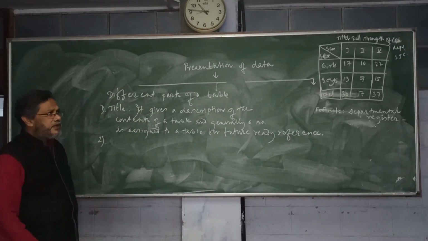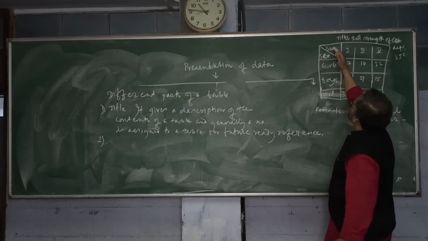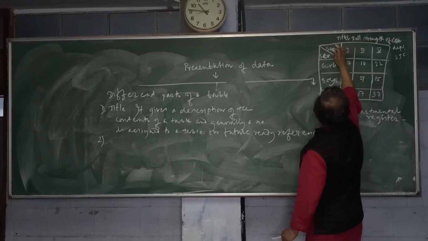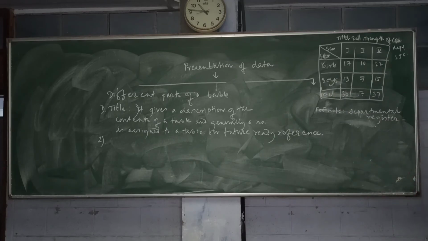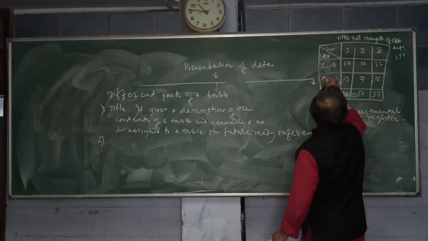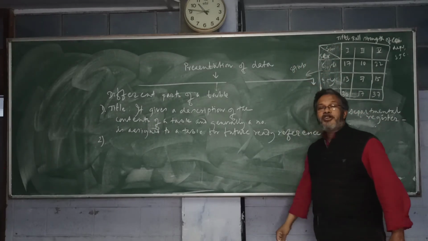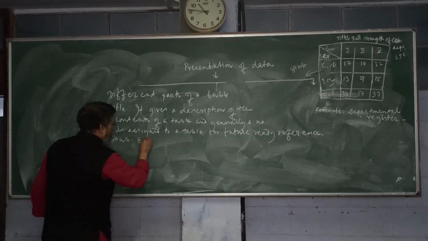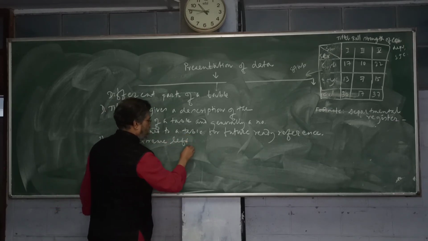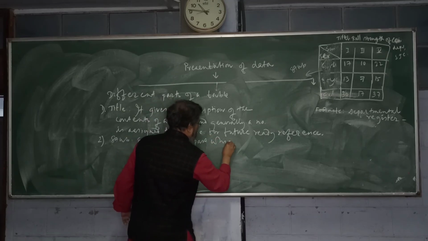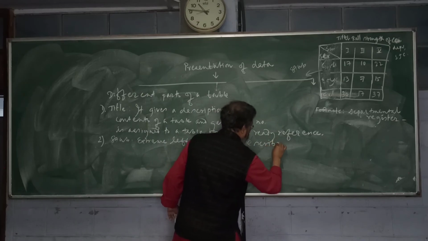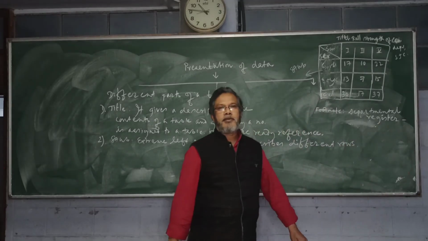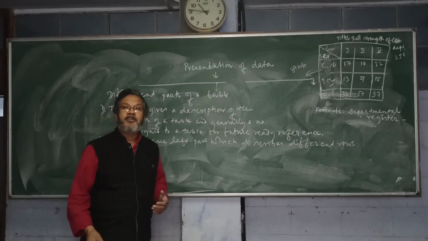Second part, the extreme left part of the table, is called stub. The extreme left part which describes different rows is called the stub of a table.